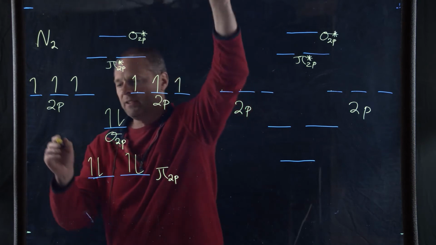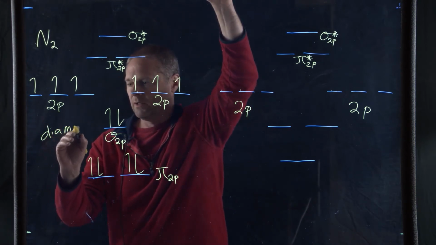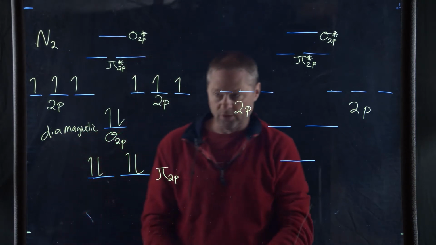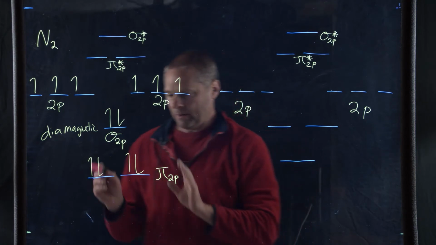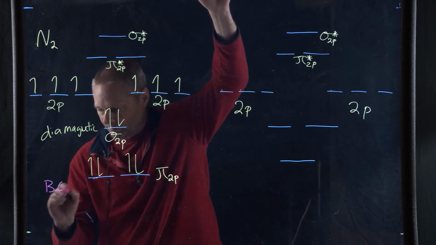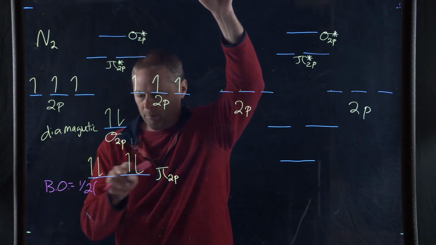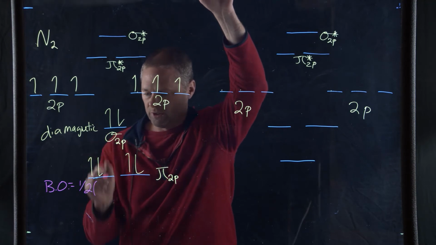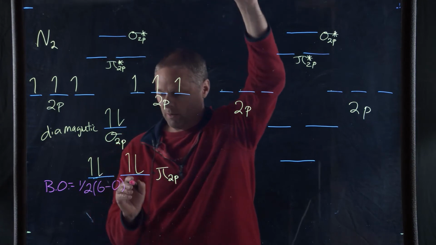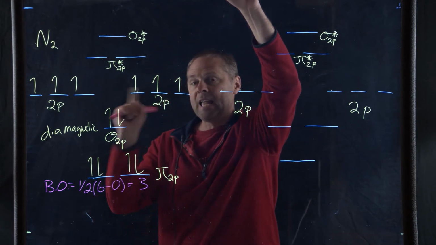So once again, this is going to be diamagnetic. I should go back to the pink one because that's what I was using. Anyway, they're going to be diamagnetic. If we come up with the bond order for this, it is going to be 1/2 times the bonding electrons, which is 6, minus there are none in the antibonding orbital, and that's going to give us 3. So that tells us there's going to be a triple bond in N2.